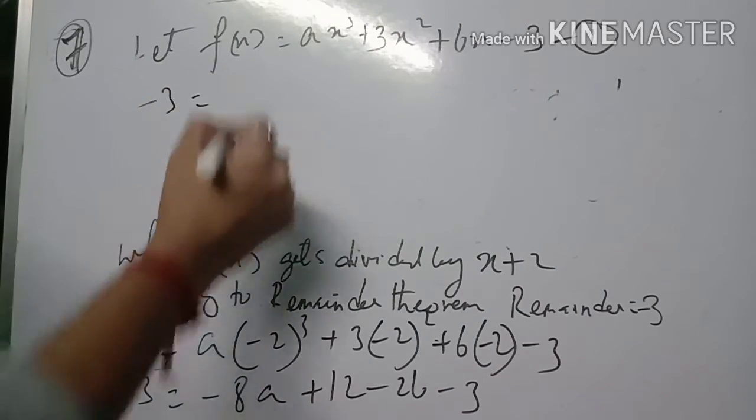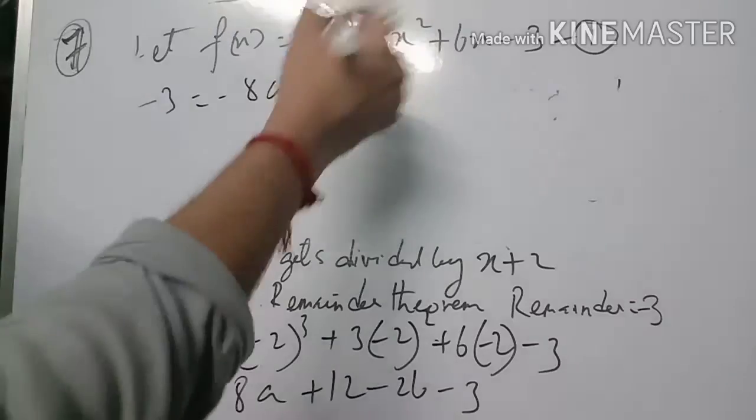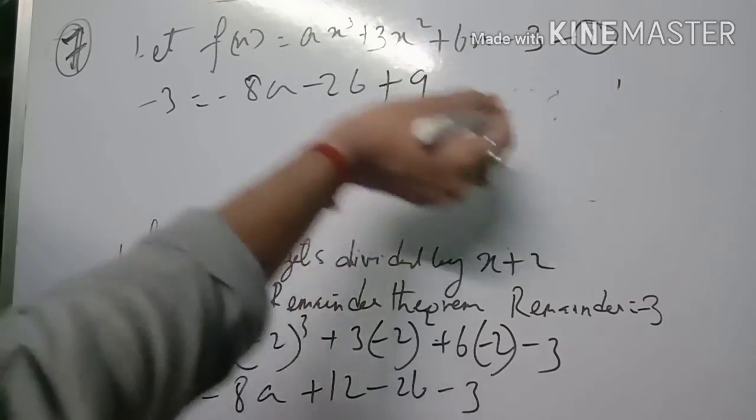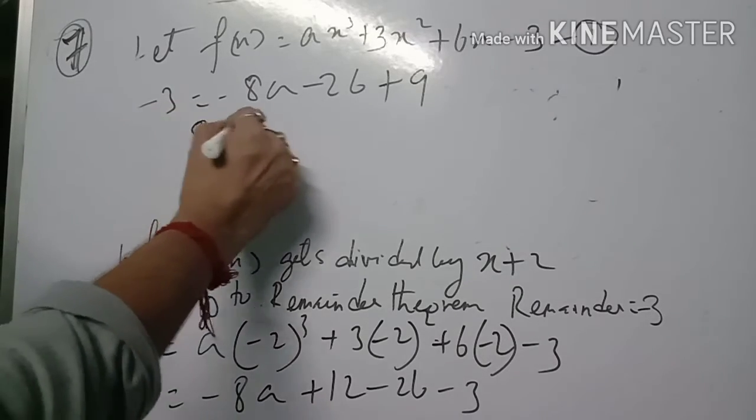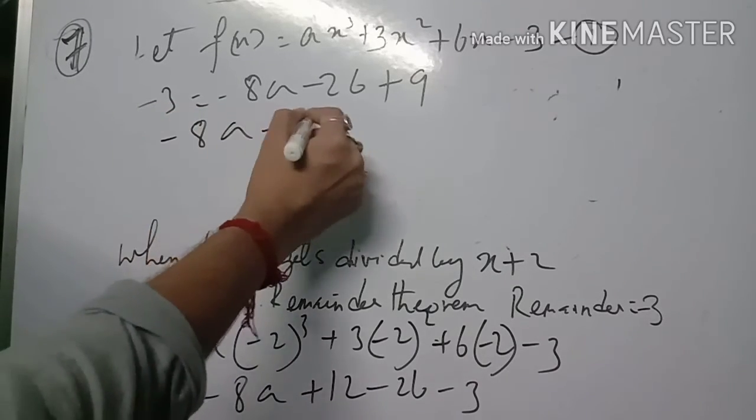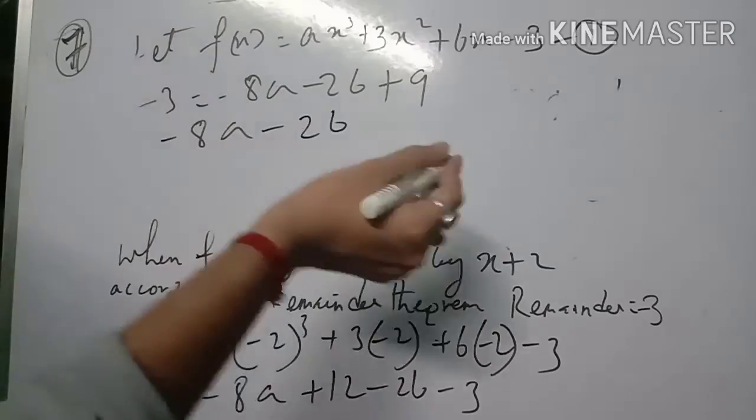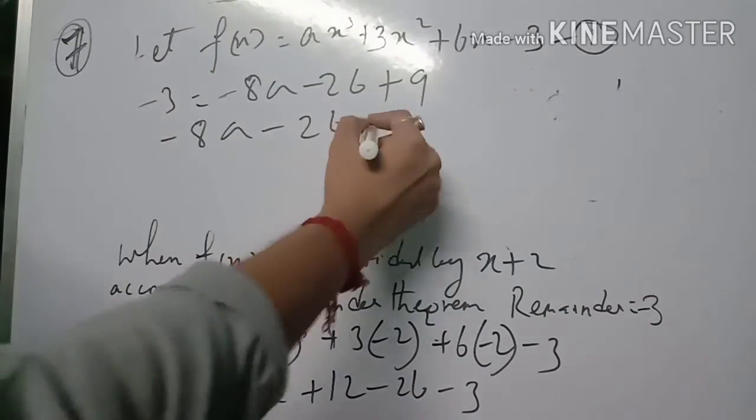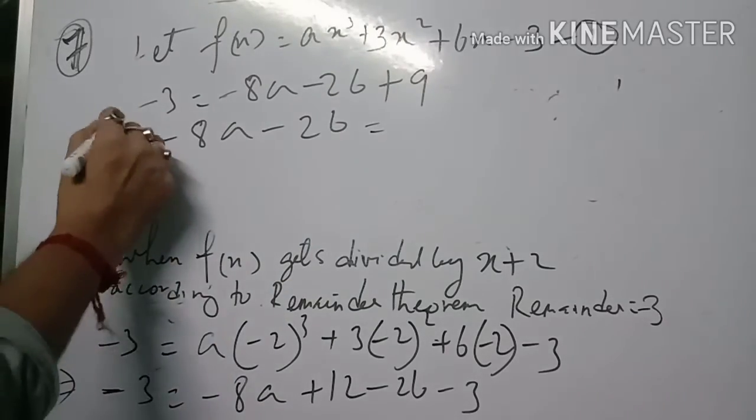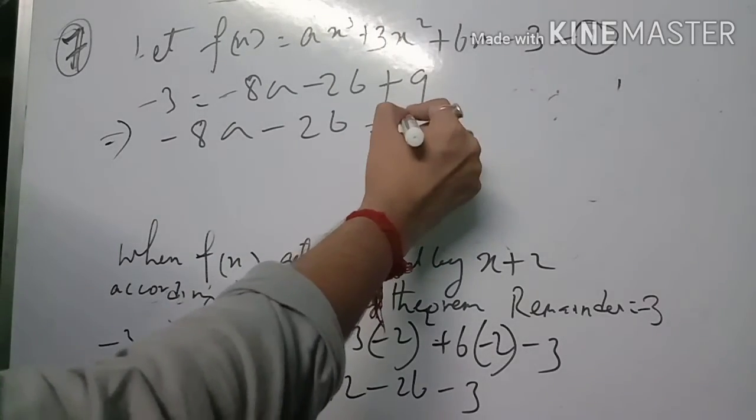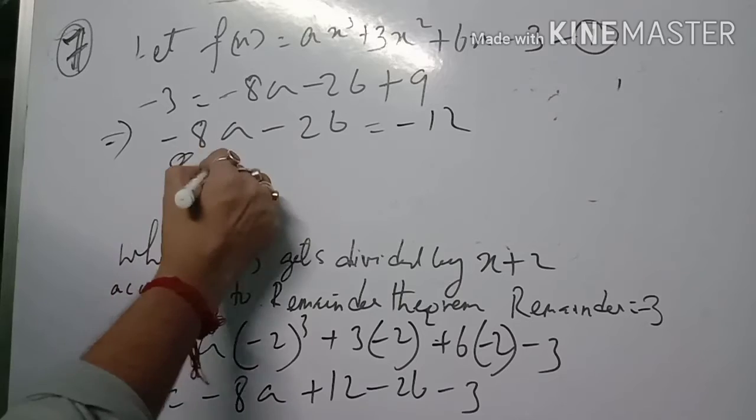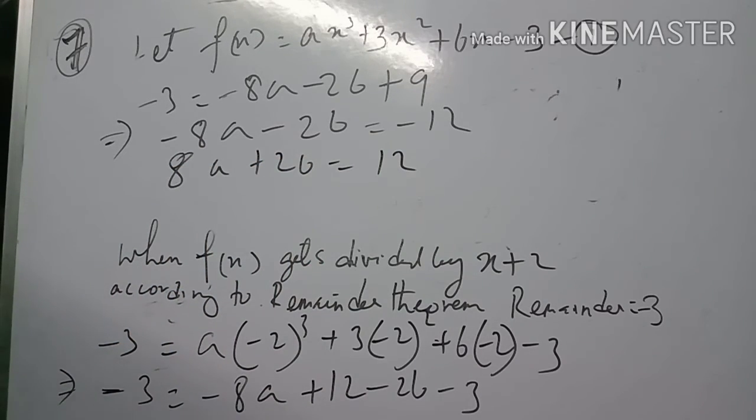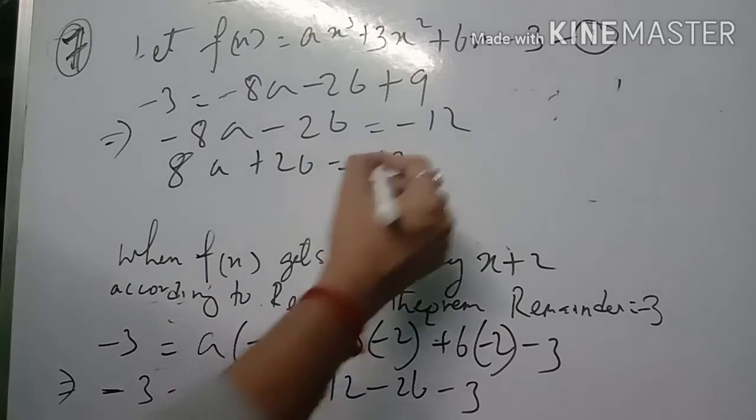So it will become minus 3 minus 8a minus 2b. It is going to become plus 9. Shift that side. It is going to become 8a minus 8a minus 2b, we are going to get it as minus 12. Let us change the sign. Everything will become positive. 8a plus 2b equals 2.